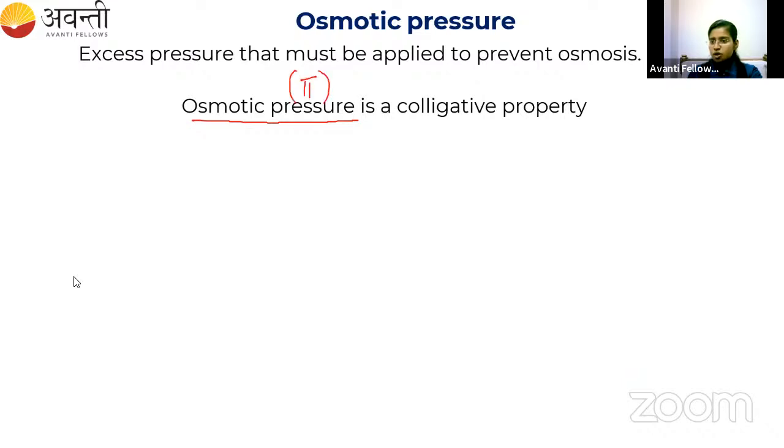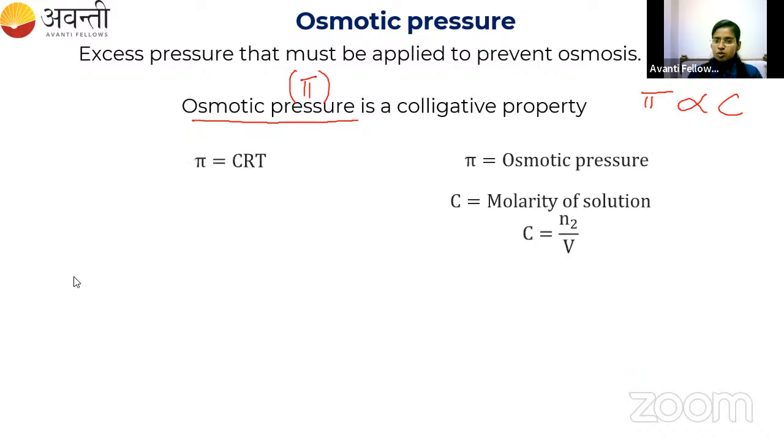This osmotic pressure depends on the concentration of the solution. So I have one relation which relates these two, which is pi equals CRT, where C is the concentration. We have seen seven concentration terms now, and here the concentration term we are using is molarity. Concentration is equal to the number of moles of the solute divided by the volume of the solution in liters. That is the formula to find the molarity. So in place of C, you can substitute n2 by V.